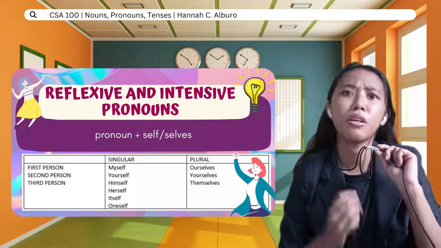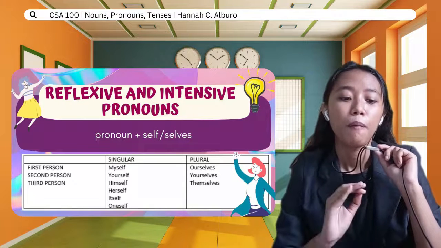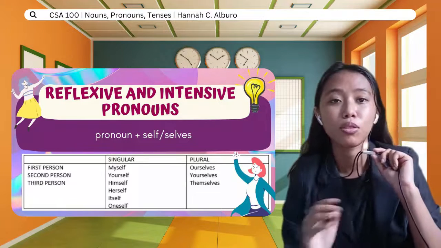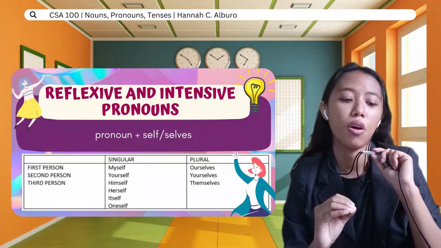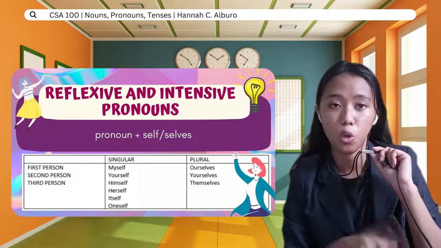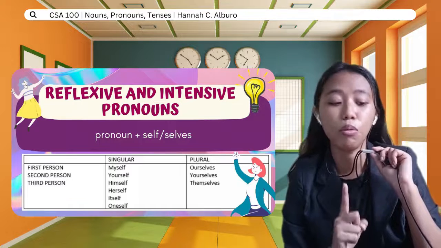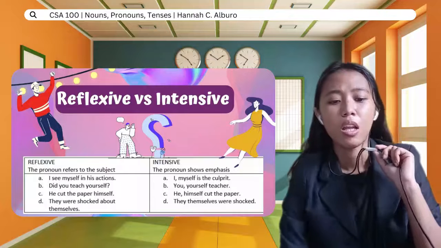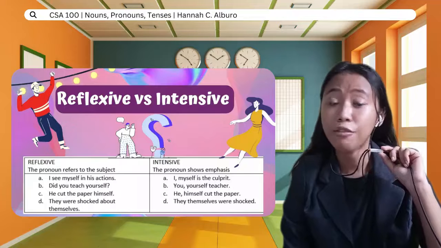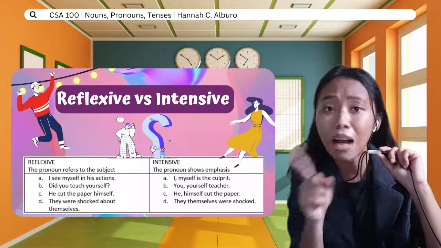Okay, moving on to the reflexive and intensive pronouns. These are the pronouns formed with pronoun plus self or selves. For the first person singular, we have myself, and for the plural, ourselves. Then second person singular, yourself, and plural, yourselves. Third person: himself, herself, itself, oneself, and for the plural, themselves. Now, what's the difference between the reflexive and intensive pronouns? Reflexive pronouns, from the name itself, reflect or refer back to the subject.